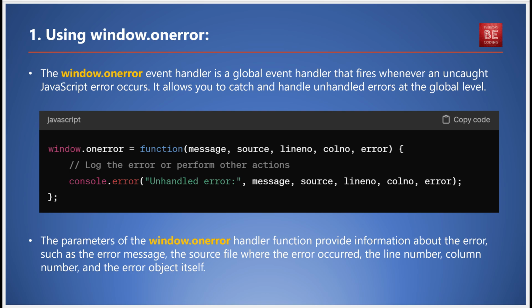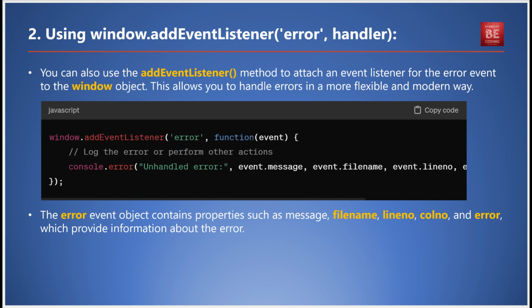These parameters provide valuable information about the error, such as the error message, the source file where the error occurred, the line number, column number, and the error object itself. But that's not the only way. You can also attach an event listener for the error event to the window object using the addEventListener method. This approach offers a more flexible, modern way to handle errors. Here's how it can be done.